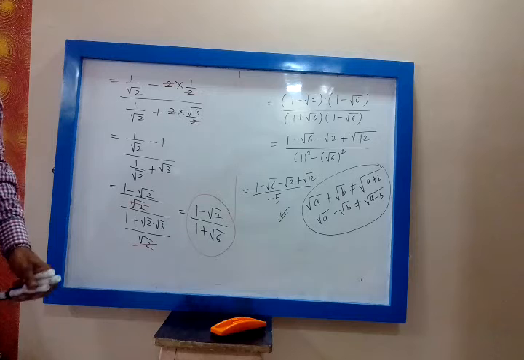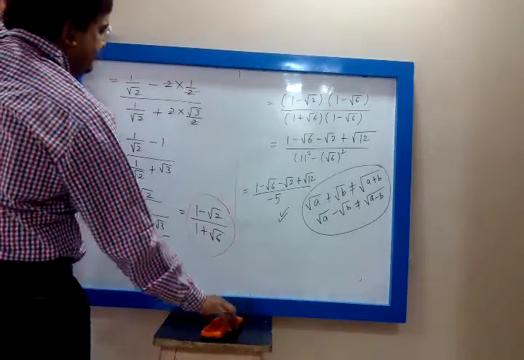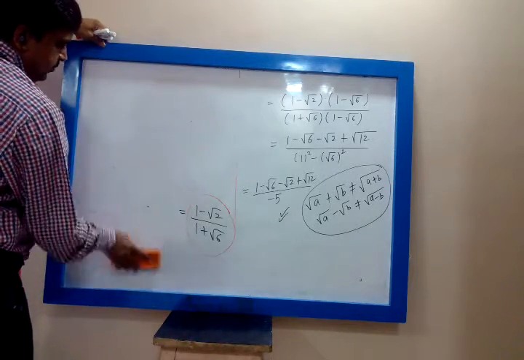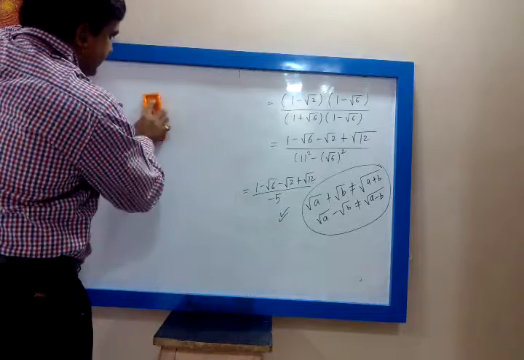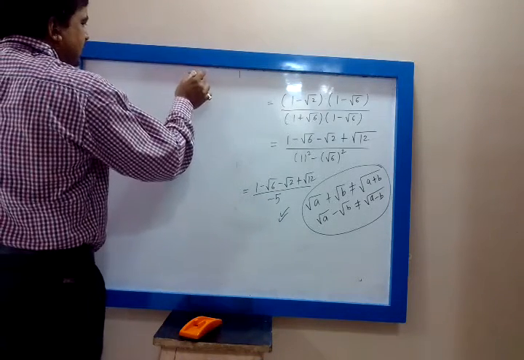Now let us do 23b. A is given, B is given, find the value. Prove that. Okay. So all are the same. Let me do a few problems from Exercise 23b.